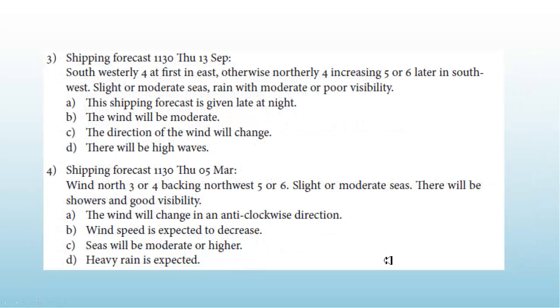Let's get to the next one. 3. Shipping forecast, 11:30 hours, Thursday, 13th of September. Southwesterly 4 at first in east, otherwise northerly 4, increasing 5 or 6 later in southwest. Slight or moderate seas, rain with moderate or poor visibility. So this shipping forecast is given late at night. Shipping forecast 11:30 hours. No, this is right before noon. So no, that's got to be false.